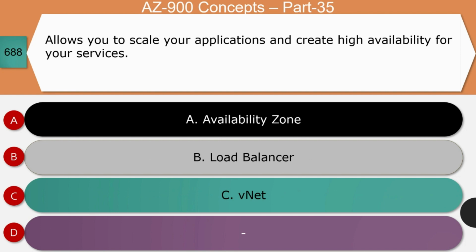Next question: dash allows you to scale your application and create high availability for your services. Is it availability zone, load balancer, or VNet? The right answer for this question is load balancer. Let's see the reason. Load balancer software ensures that incoming traffic is regulated by directing it to available resources and ensures availability. And so option B is the right answer.